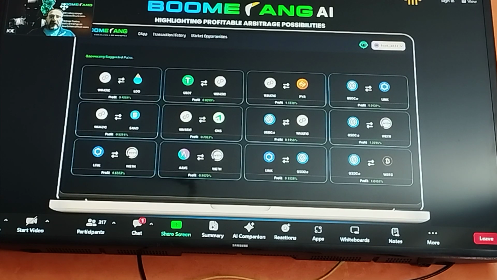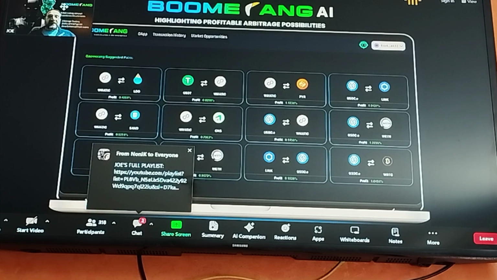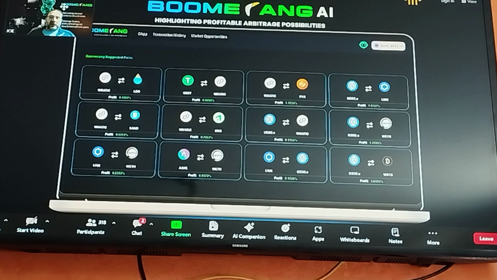This is the market opportunities page. Now, Boomerang AI does not create trades. These trades already exist in the marketplace on various different exchanges. The artificial intelligence simply goes out into that marketplace and finds trades and brings them to you on the dashboard so that you can choose for yourself what trade you would like to execute.